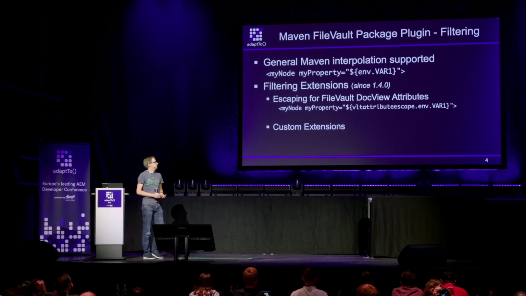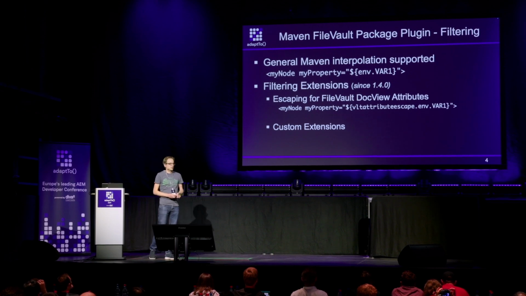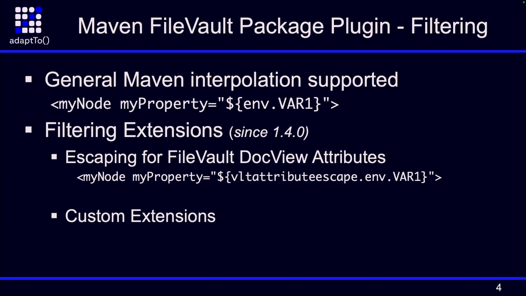It leverages a feature from the Maven FileVault package plugin. This supports, since quite a while already, a general Maven interpolation. So you can basically reference a particular Cloud Manager pipeline environment variable within your doc view files, for example, and they are getting replaced during the build automatically.